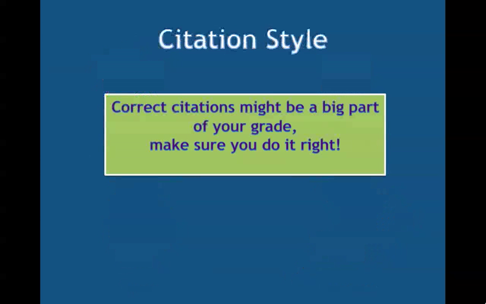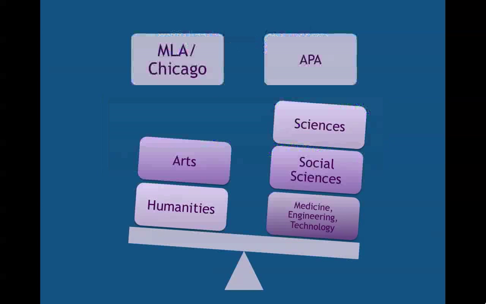Using the proper citation style and using it correctly may constitute a significant portion of your grade. First, check the assignment to see what citation style your professor requires. If your professor does not specify a citation style, MLA or Chicago is usually used for the arts and humanities, while APA is usually used for time-relevant topics.